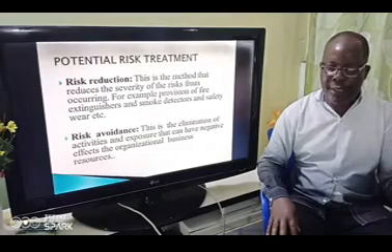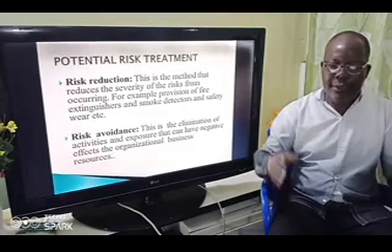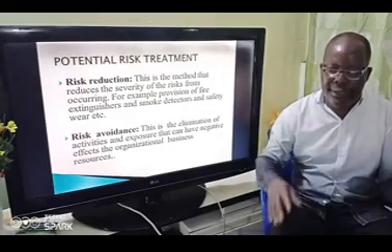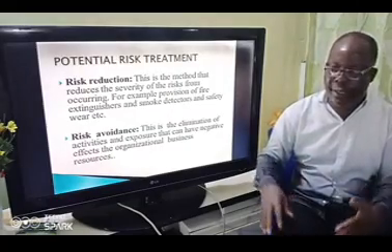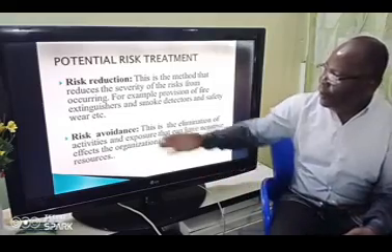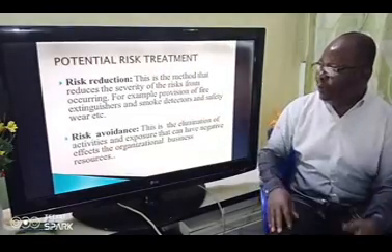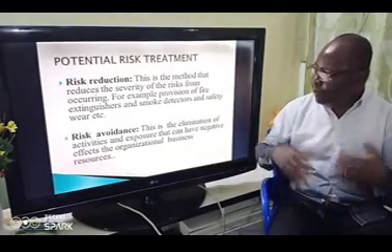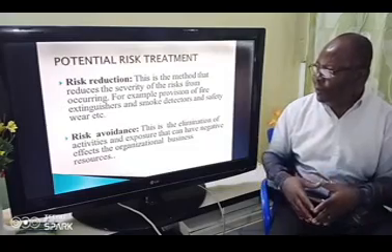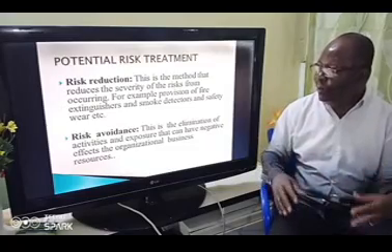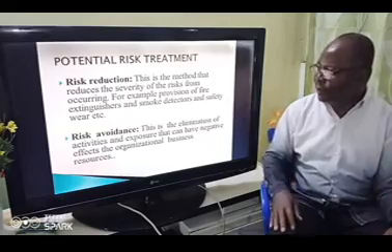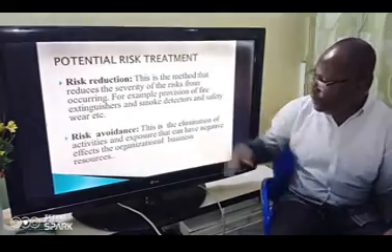Then the second, risk reduction. This is a method by which an organization reduces the severity of risks from occurring by providing fire extinguishers, smoke detectors, and safety wire. When all these are provided by the organization, then it means that we should be in a position to curb the risk. The next is risk avoidance.